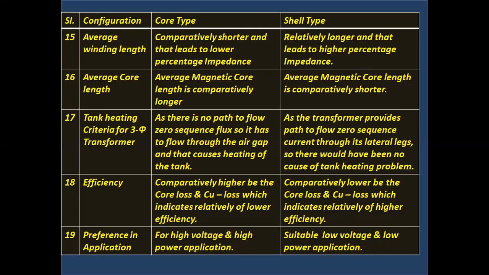Efficiency. Core loss as well as copper loss are comparatively higher, which indicates relatively lower efficiency in the case of core type, whereas for shell type they are comparatively lower, which indicates relatively higher efficiency. Preference in application. For high voltage and high power application, core type is preferred. But shell type is suitable for low voltage and low power application.